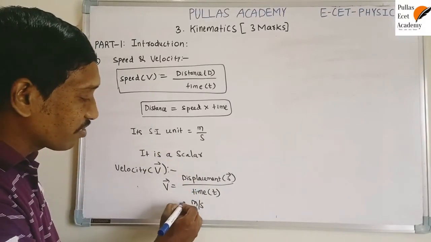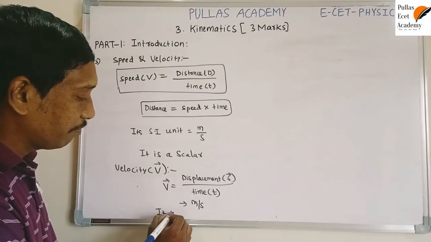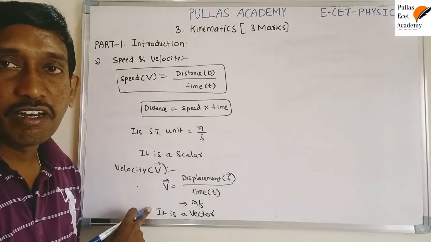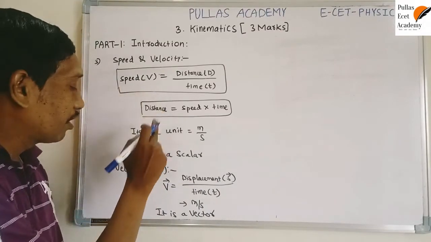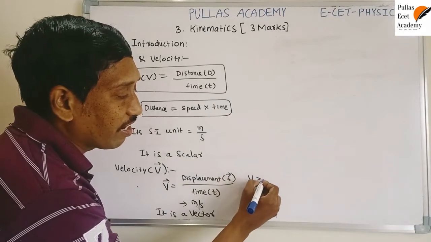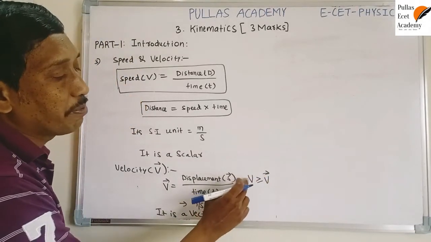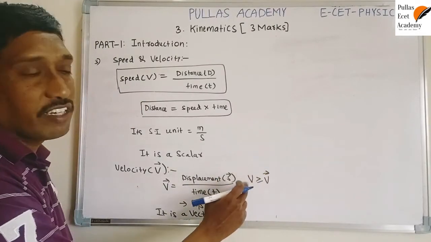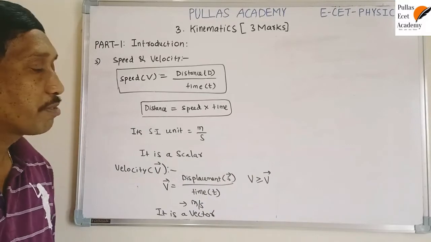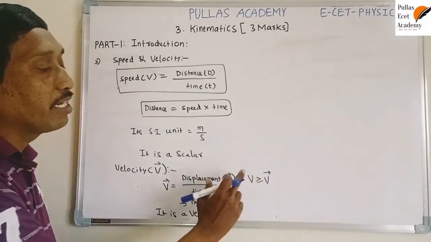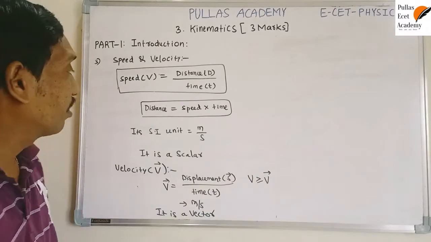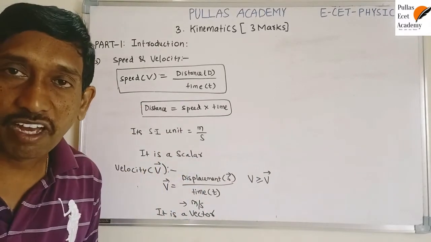But what is the difference here? It is a vector. That means speed is scalar, velocity is vector. So speed always measures positively, but velocity may be positive, may be negative, may be zero. And one more important relation: speed is always greater than or equal to velocity. V is the speed, V bar is the velocity, because one is a vector and the other is a scalar. That means speed may be greater than velocity, speed may be equal to velocity, but speed is not less than velocity. That's the relation between speed and velocity.